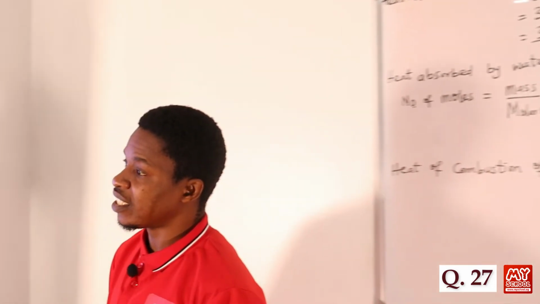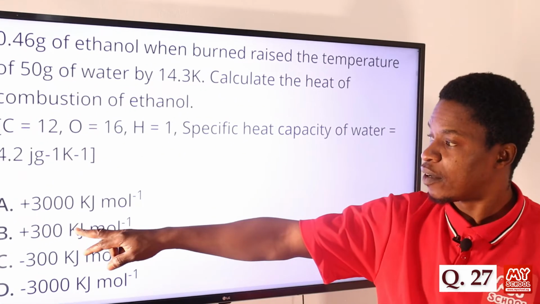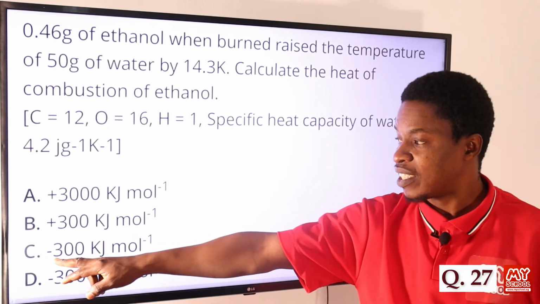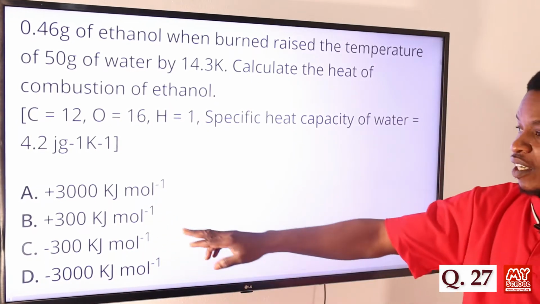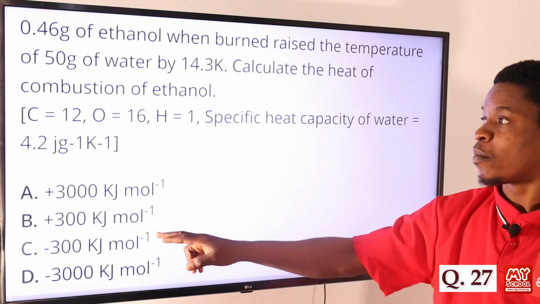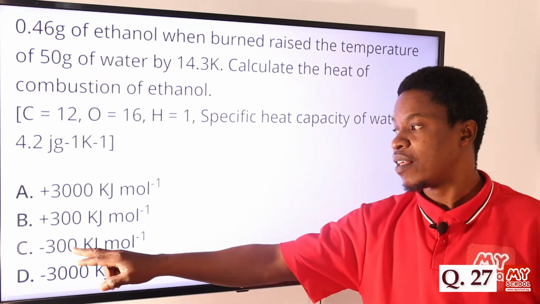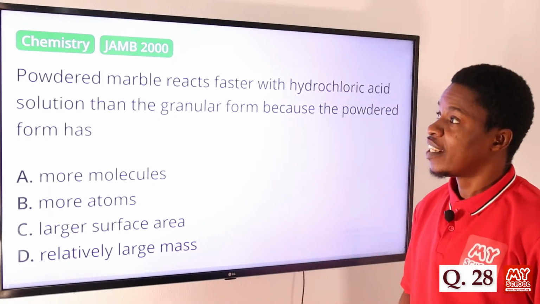Let's move to the screen and see what we have there. We have positive 3000, positive 300, negative 300, negative 3000. So from the answer we got, the correct answer is negative 300 kilojoules per mole. So this is the heat of combustion of ethanol, minus 300 kilojoules per mole. So the correct option is option C. Let's move on to question number 28 now.